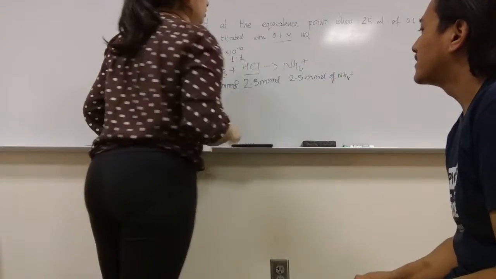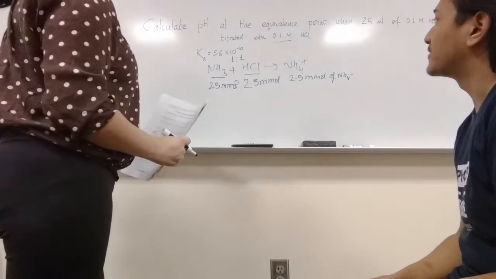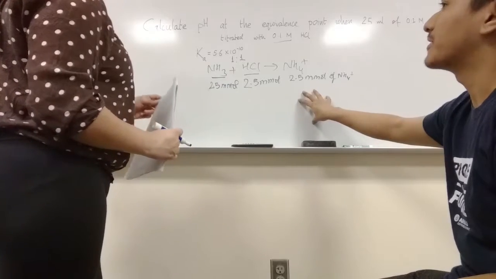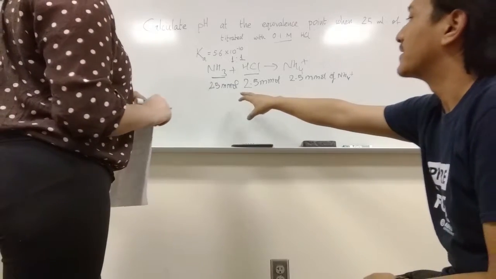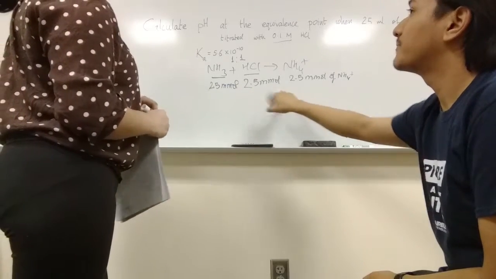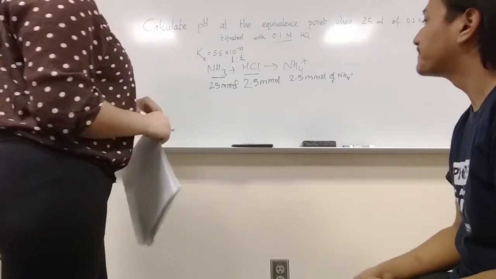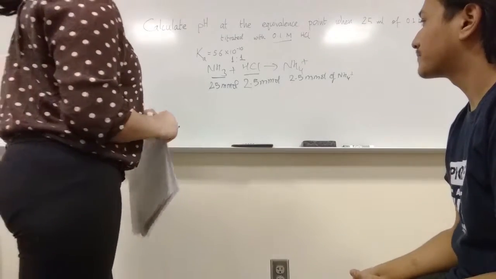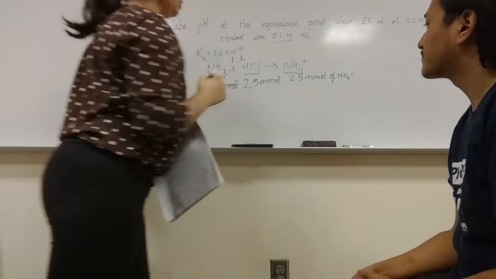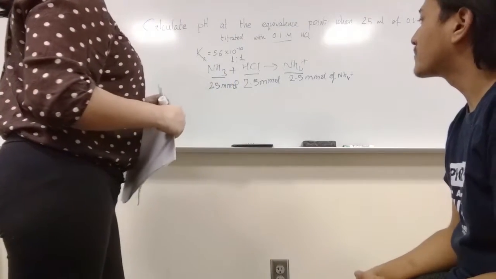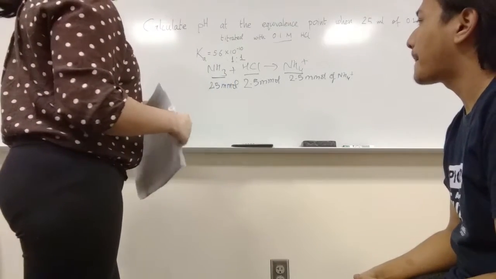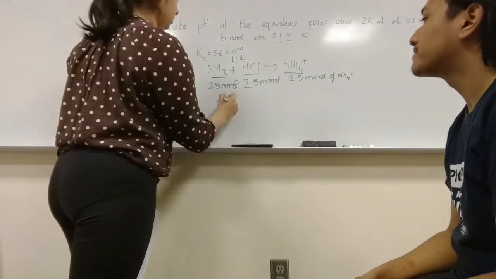Alright. So until now, you've actually reached the equivalence point, right? Because everything has been neutralized. Yeah. But what would be the volume, or the concentration, of NH4 plus at the equivalence point? That I'm confused about. Is that 25 mLs?